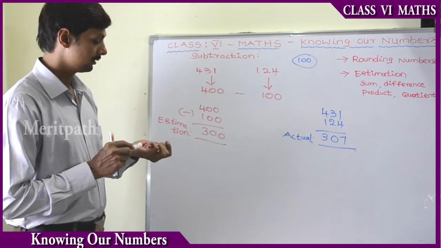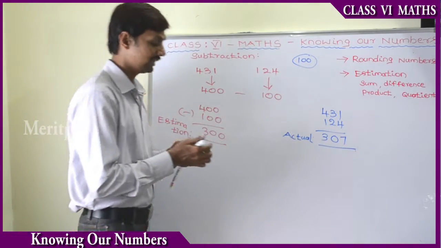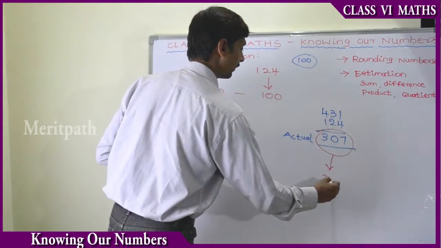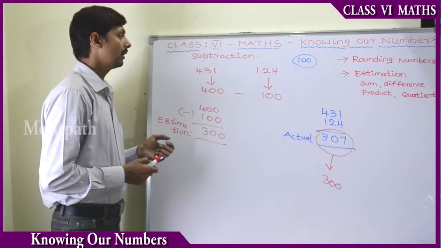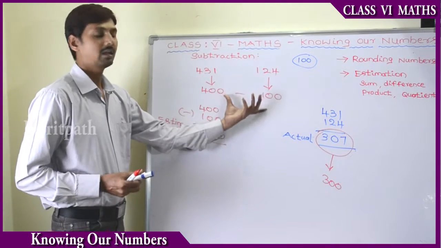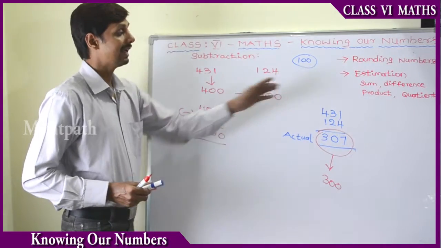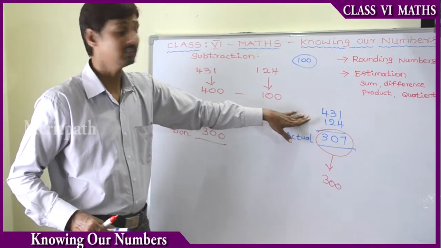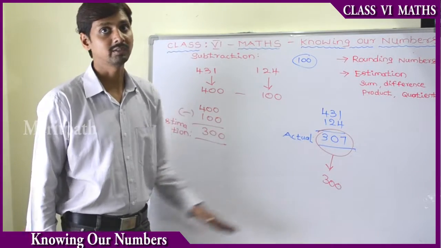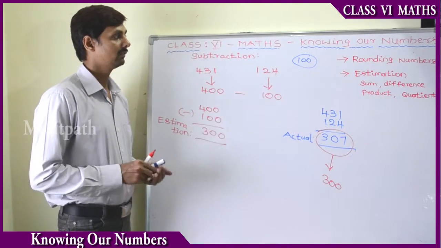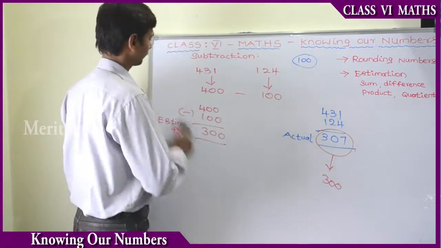When we round this number 307, it is nearest to 300. So we understood that after rounding the numbers to the hundreds we got 300, and in actual subtraction also we got 300. So this is the balance, and this is the process of subtraction of numbers in the estimation method.